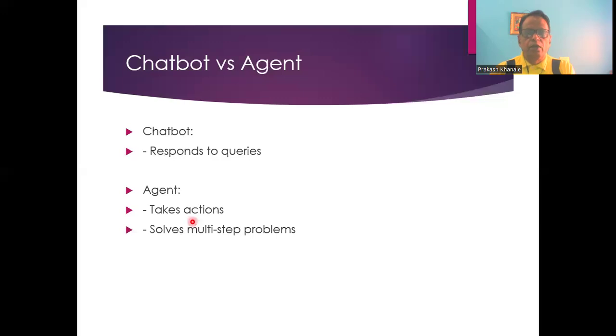You will find that the chatbot will respond to the queries that are given to it, while an AI agent will take action. And whenever you have been given a complex problem where multiple steps are involved in order to solve it, such actions can be performed only by the AI agent.